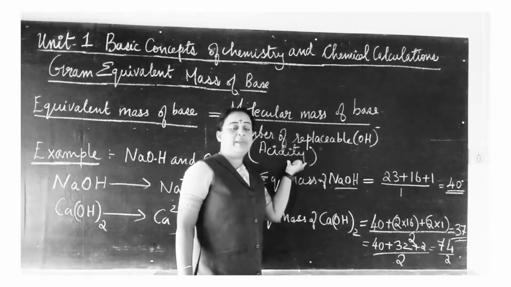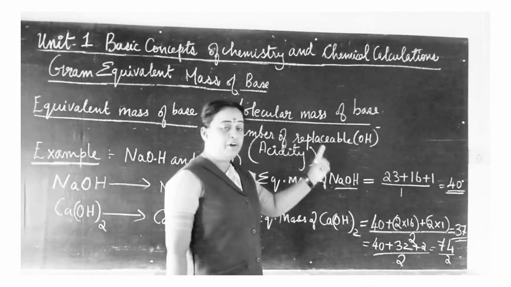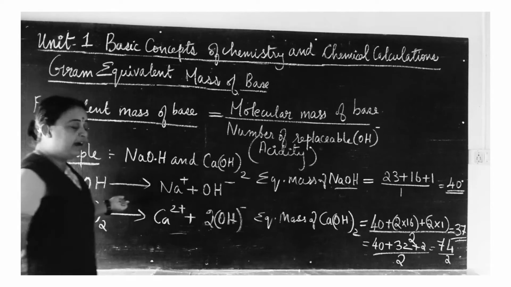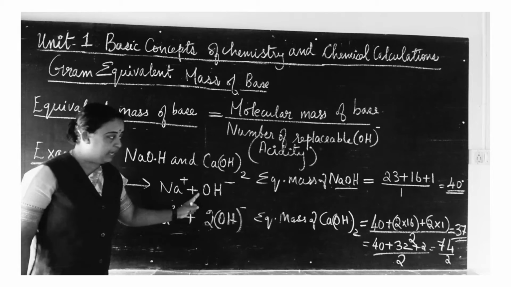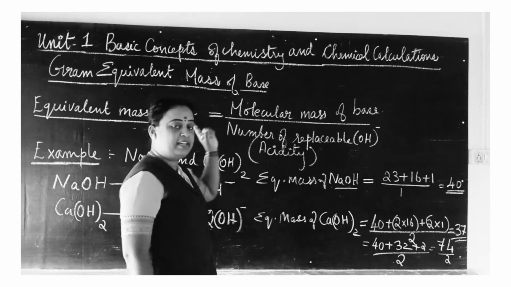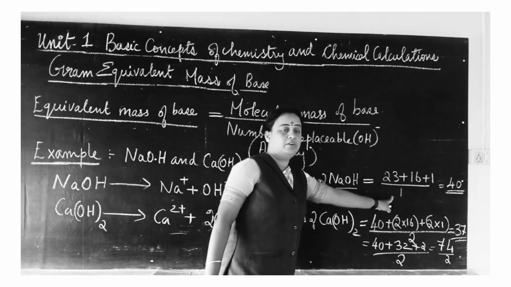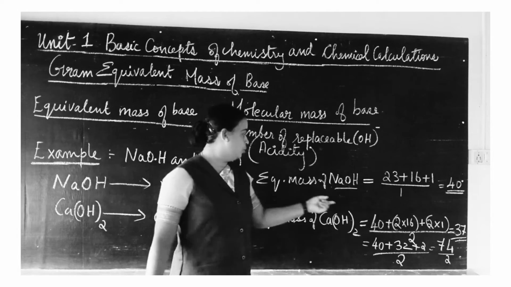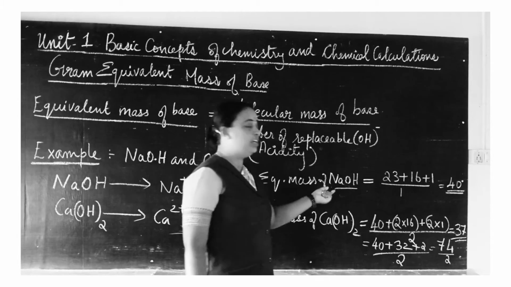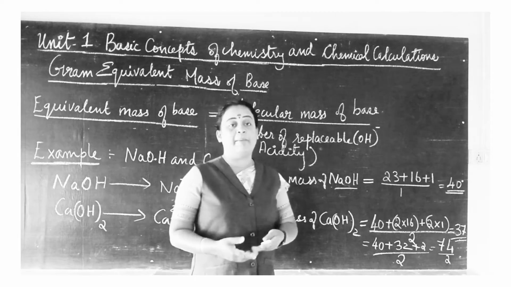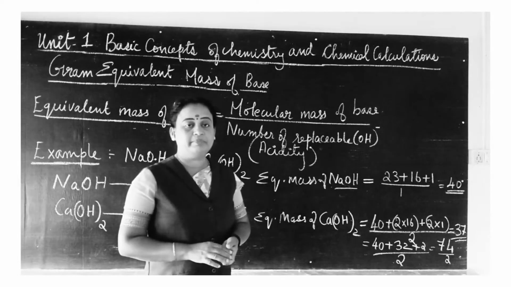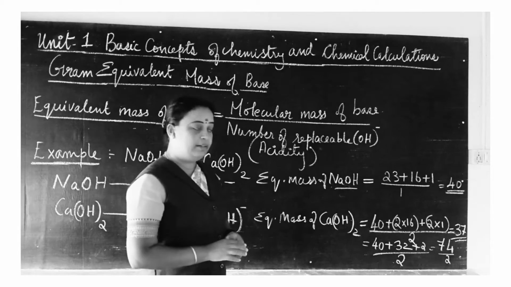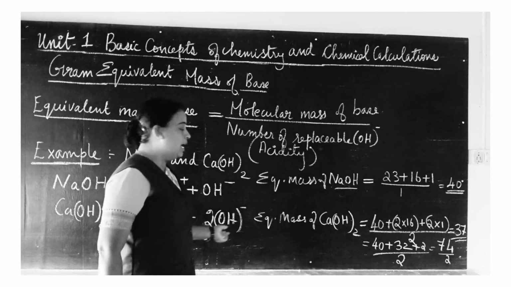Divide by the number of replaceable OH minus ions. How many OH minus ions are there in this ionization reaction? Just one. So the acidity is equal to 1. So 40 divided by 1 is 40. The equivalent mass of NaOH is 40, and the gram equivalent mass of NaOH is 40 grams. Understood? Now let us look into calcium hydroxide.